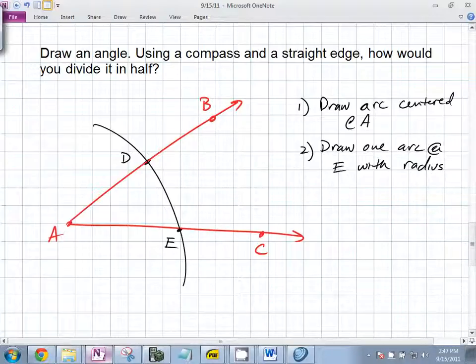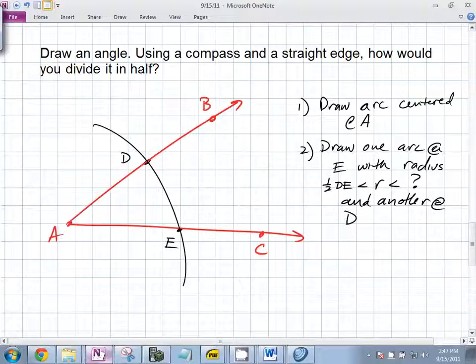With radius r, it has to be greater than 1/2 DE, but it has to be less than what? Actually, less than anything you want. Your intersection point might be out here, but it just has to be greater than halfway, because if you don't go halfway, what's not going to happen? It won't intersect. So then you draw one arc at E and another at what? At D with the same radius.